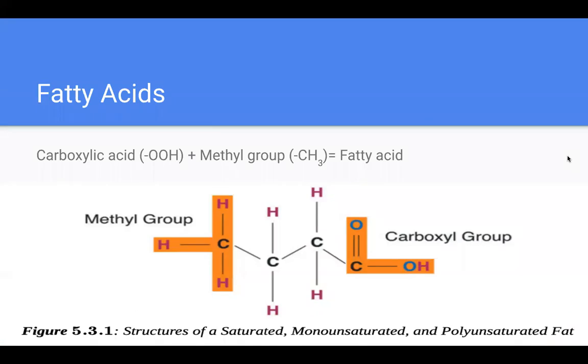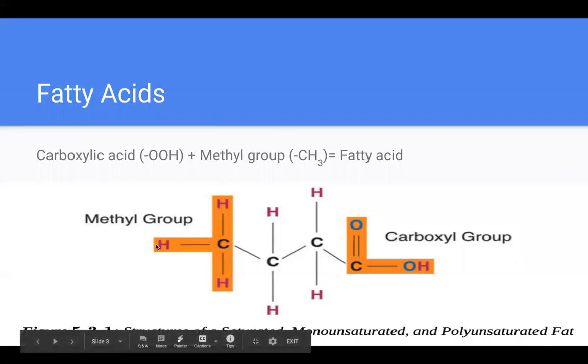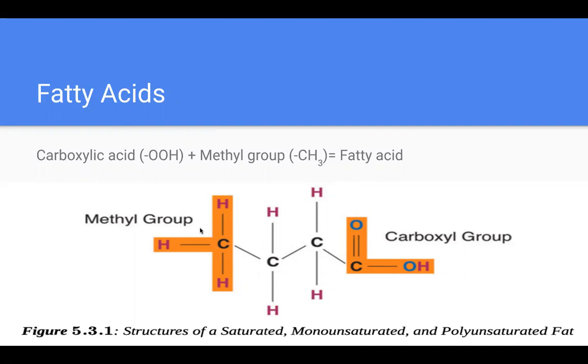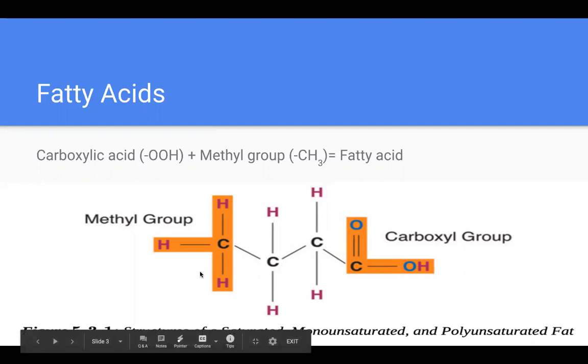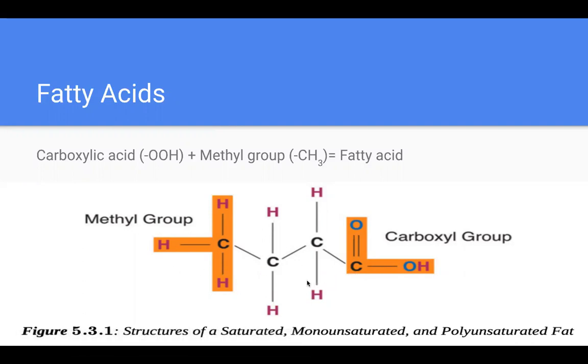Fatty acids themselves are comprised of a carboxyl group, which we have right here, and a methyl group. Fatty acids, at least their chains, are going to be different from fat to fat. We need a minimum of 4 carbons in order to have a fatty acid. In this example here, we see we have 4 carbons. Now, because this is a short chain fatty acid, because we have the minimum amount of carbon, this is going to yield a low melting point.